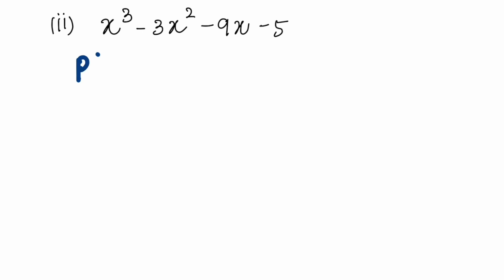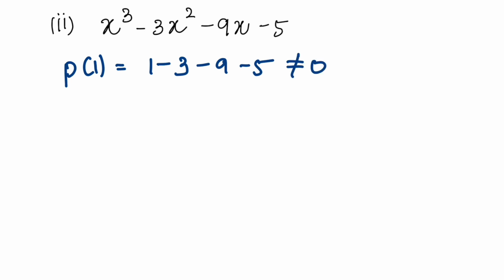Okay, so let us find, let me just reduce the thickness. P of 1, okay, P of 1 is equal to 1 minus 3 minus 9 minus 5, right? So this doesn't come up to 0, so 1 is not a zero of this polynomial.